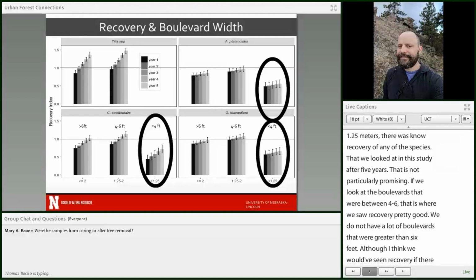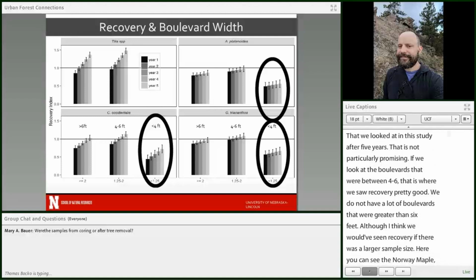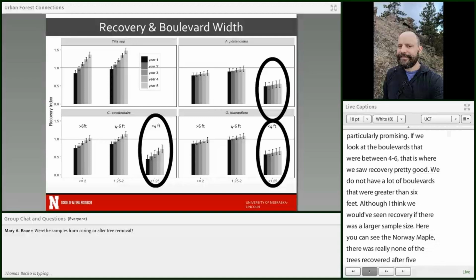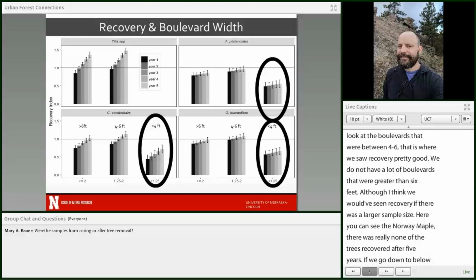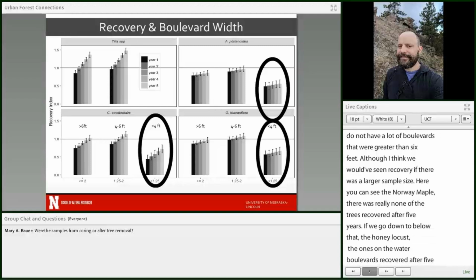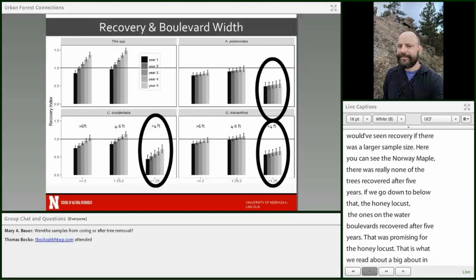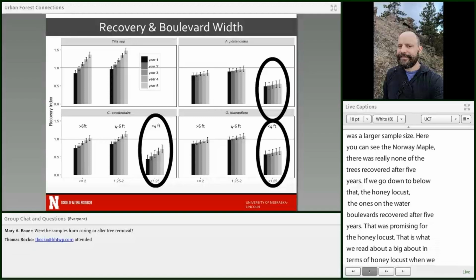Here you can see the Acer platanoides, that's the Norway maple. There was really none of the trees recovered after 5 years. But if we go down to just below that, the Gleditsia triacanthos, which is honey locust, we can see that the ones on the wider boulevards actually did start to recover after 5 years. So that was promising for the honey locust. And that sort of charts with what we read about and think about in terms of honey locusts, when we think of being a tough tree and being fairly resilient.